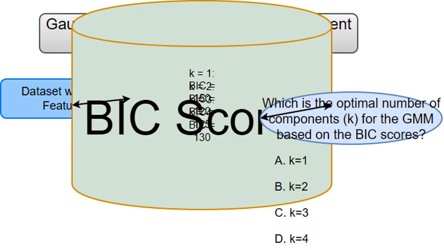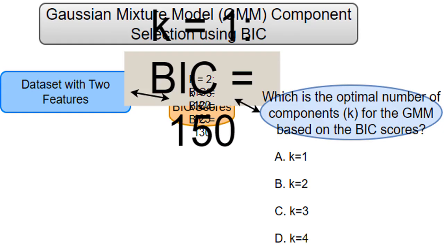In this case, we're looking at different Gaussian mixture models with varying numbers of groups, components. This line indicates that when the Gaussian mixture model uses only one group, k equals 1, to cluster the data, the BIC score is 150. This is a relatively high score.